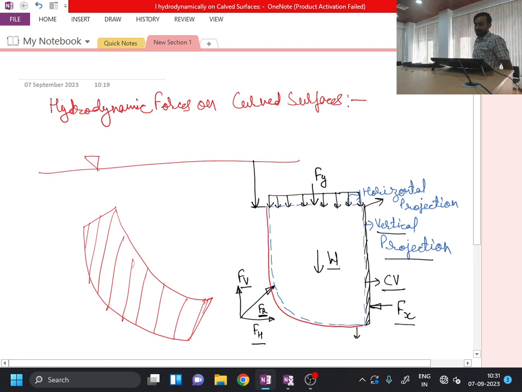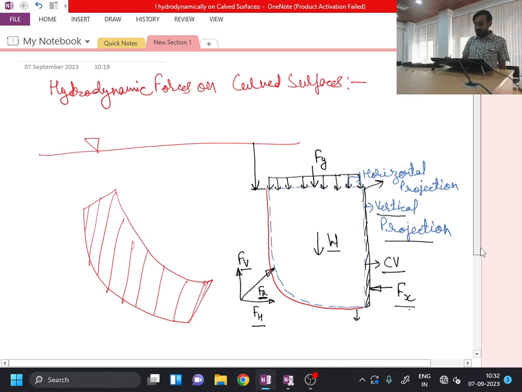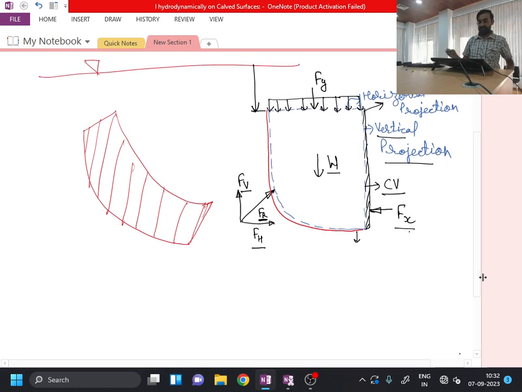Now what I can do, I have to calculate Fx and Fy. If I know these two forces, then by just doing the force balance in equilibrium position for this control volume of the liquid, I can actually determine the values of forces Fh and Fv. So is this one clear to all? Okay, let's now see how to calculate Fx and Fy.